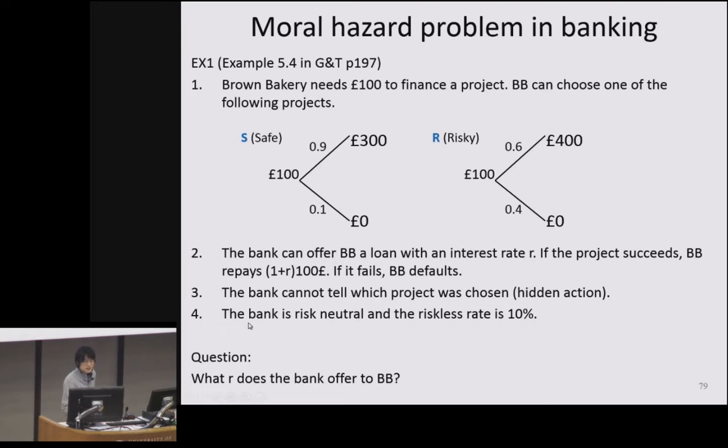And finally, we assume that the bank wants 10% expected return. So when the bank lends £100, the bank wants at least £110 back in expectation. Okay? When the bank lends £100, Brown Bakery borrows £100 and then makes a project choice. And if the project succeeds, 1 plus R times 100 is paid to the bank. Easy, right? Let's see what happens. So what interest rate should the bank charge?